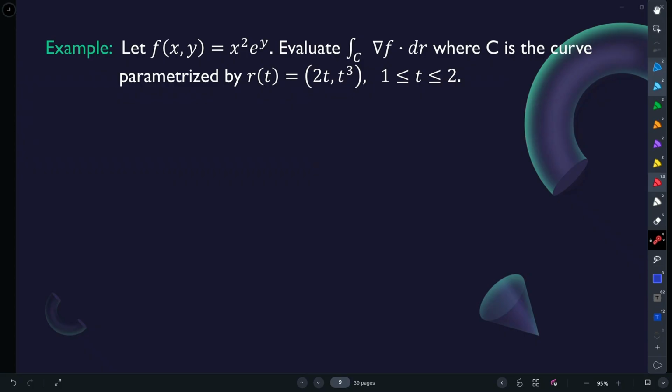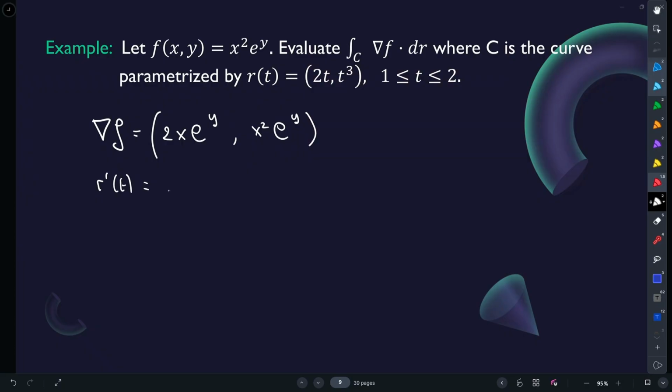Let me first try to figure out what this would be if I didn't know the fundamental theorem. If I don't know the fundamental theorem, then I have to integrate the gradient field. The derivatives of f are going to be the derivative with respect to x, which is 2x e to the y, comma, and then the derivative with respect to y, which is x squared e to the y, right? And then I'm going to have to do the dot product with r prime of t.